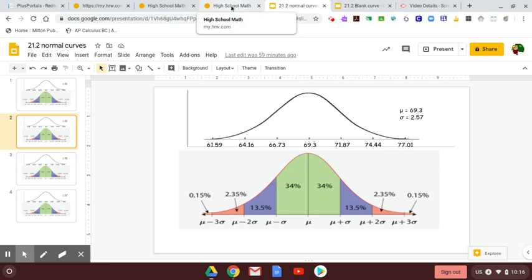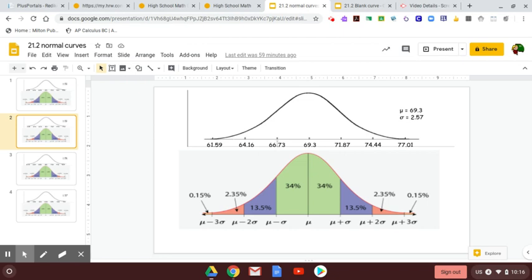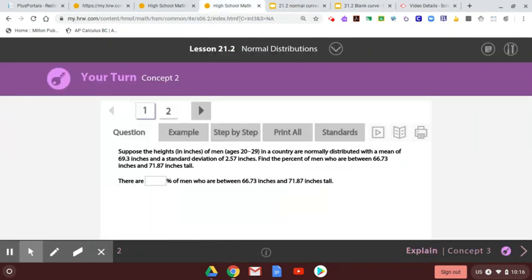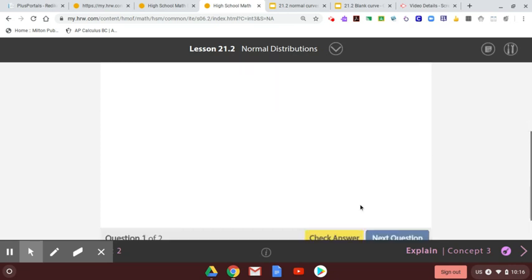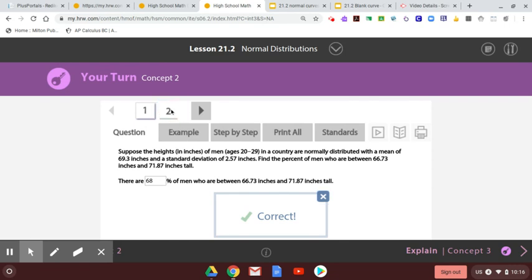So the question fell between 66.73 and 71.87. So looking at our curve, 66.73 and 71.87. So that's in between these two values. So looking at our percentages, that would be the 34% plus 34%, right? Or within one standard deviation on both sides is exactly 68% of our data. So there are 68%. So we're doing it as a percentage. All right. So let's check our answer, scroll down. And we're correct.